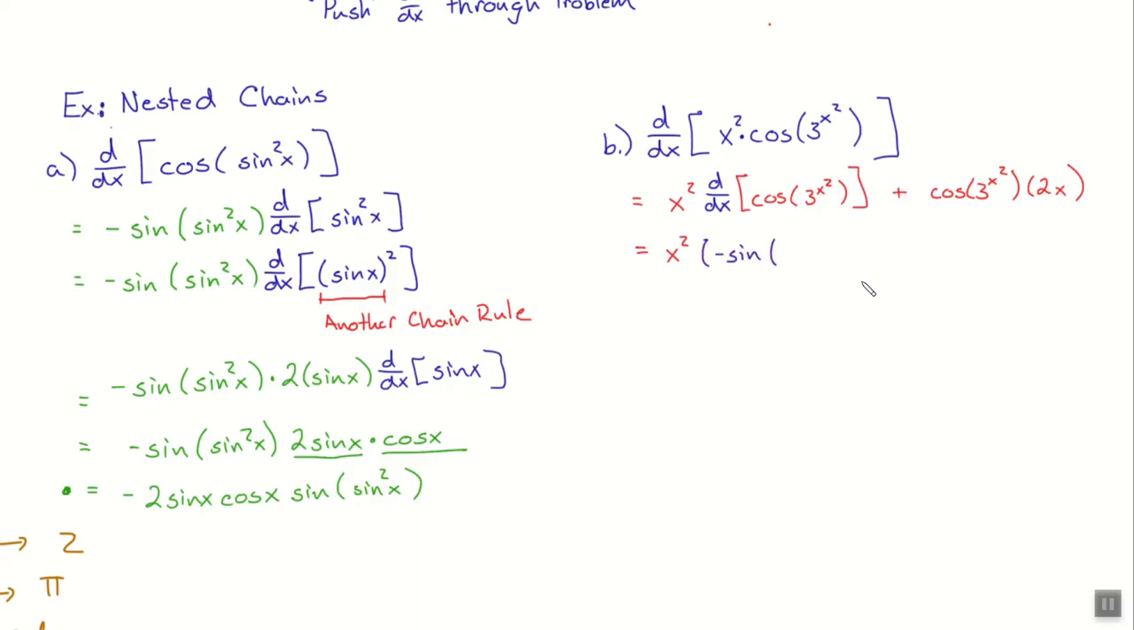Negative sine of, what happens to this argument? Nothing. It stays the same. 3 to the x squared. Now I'm going to take this times the derivative, d dx, of what was my inside piece here? 3 to the x squared. And then the rest of this, again, just like before, we're already kind of done with this piece. I'm going to rearrange it so it looks a little bit nicer. This is 2x times the cosine of 3 to the x squared.